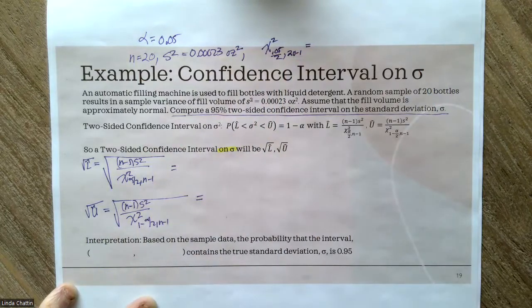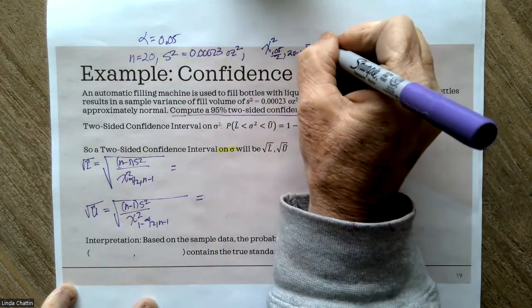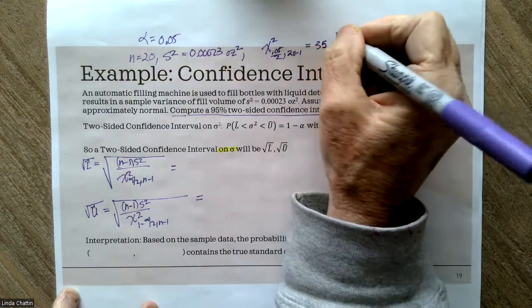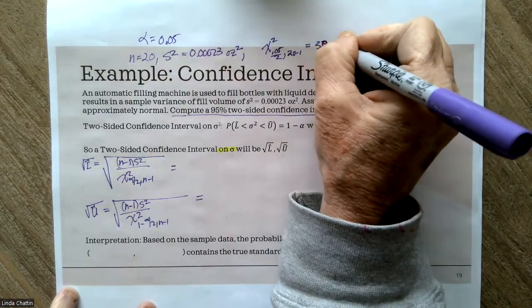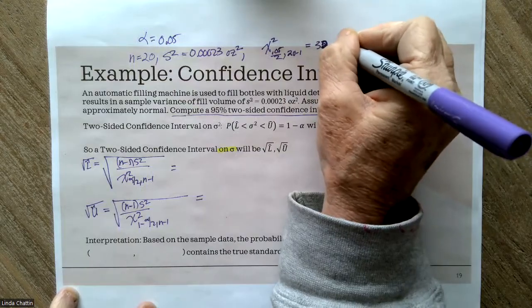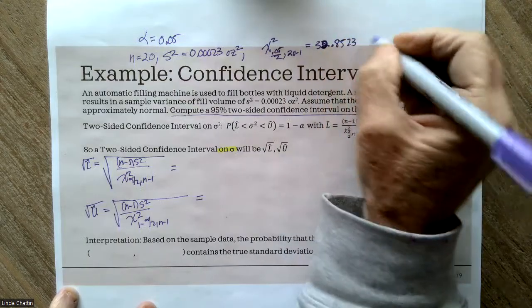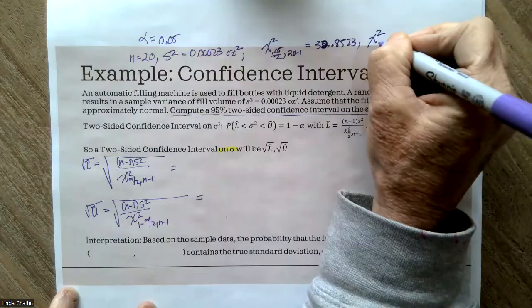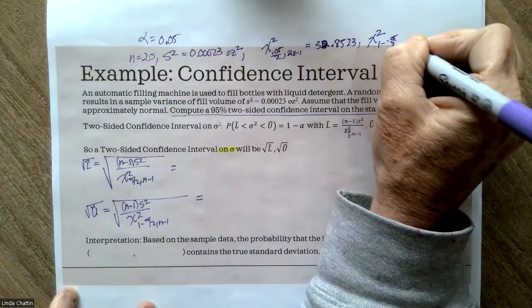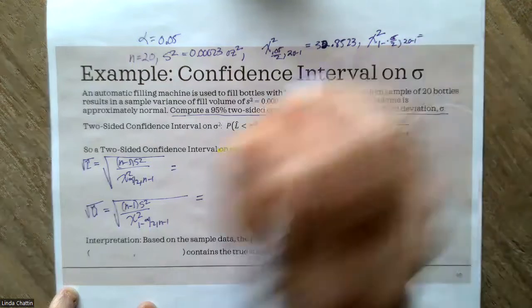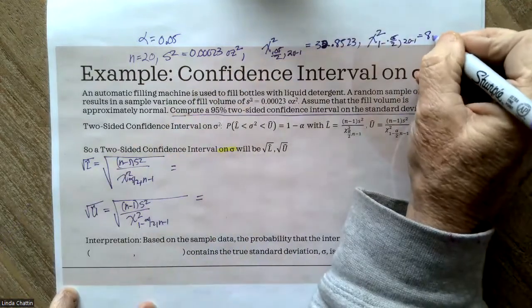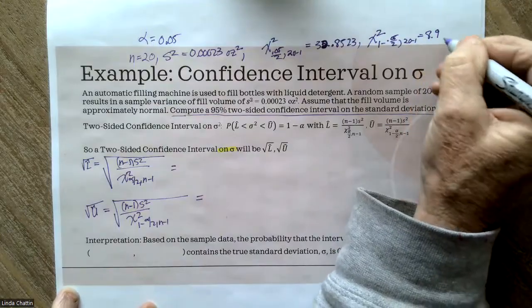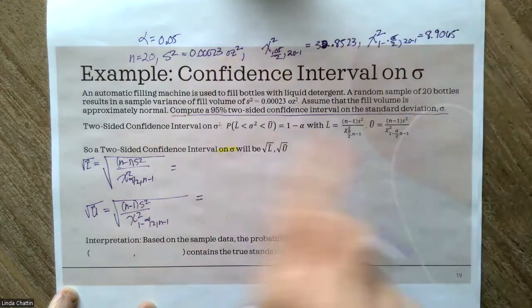If I use my inverse function, like I did on those previous slides, what I end up with, oh, we already did this one, is 32.8523. And then the other value that I'm going to need is chi square 1 minus 0.05 over 2, 20 minus 1. I'll let you confirm that that's going to be 8.9065. So now I have all of the information.